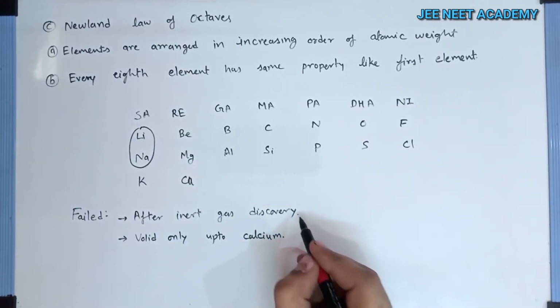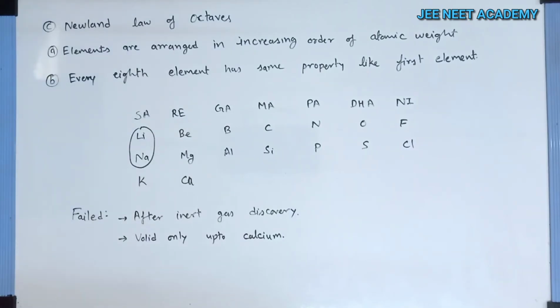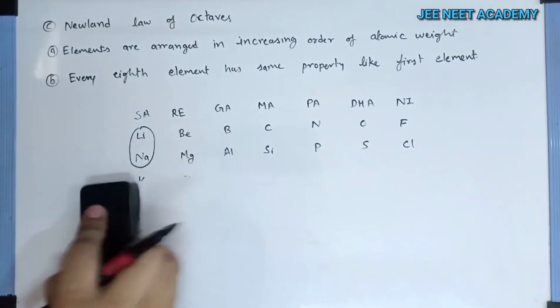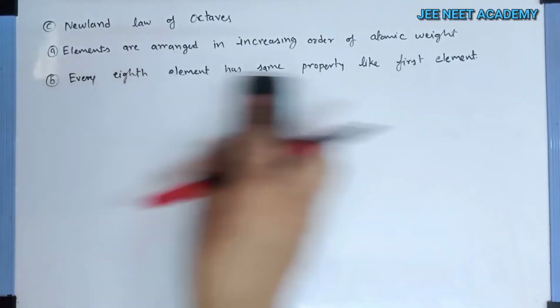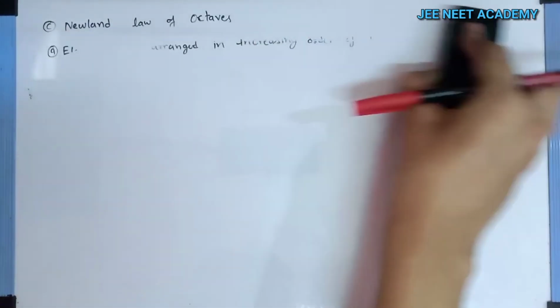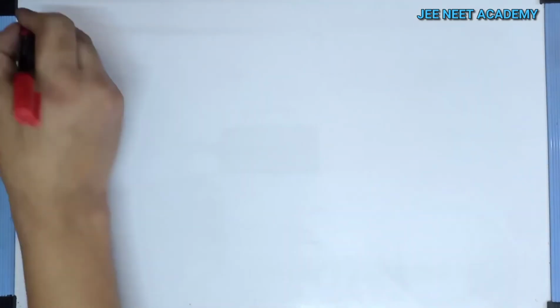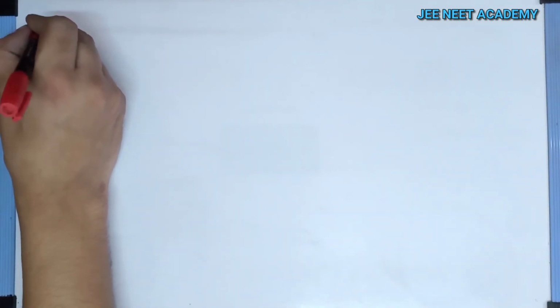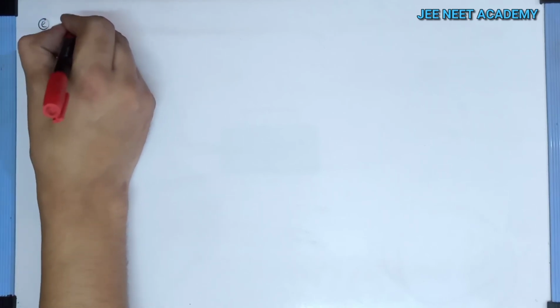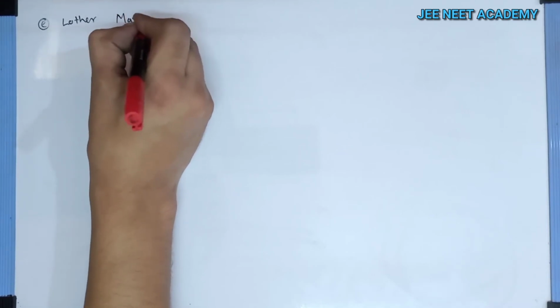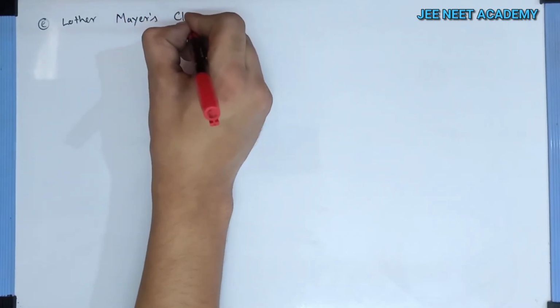After Newlands' law of octaves, Lothar Meyer came with another classification. Lothar Meyer did not arrange the elements in increasing or decreasing order. He performed an experiment. I'll explain that experiment. Lothar Meyer's classification.